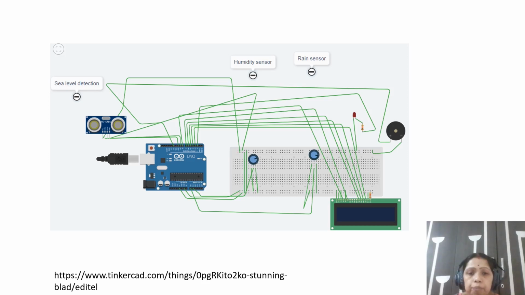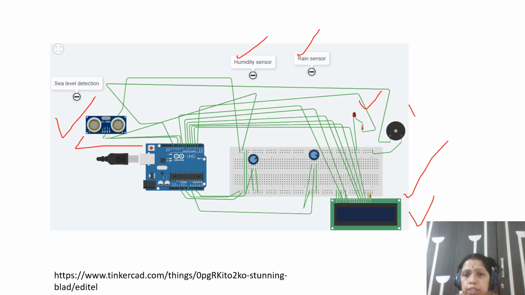So here we have the Arduino and two potentiometers for the humidity sensor and the rain sensor. That information will be displayed on this LCD. If the humidity or rain is more, as displayed on the LCD, then the sea level will be measured by the ultrasonic sensor. If the sea level is high, at that time the LED or buzzer will be turned on. You can connect any one; both are not required.